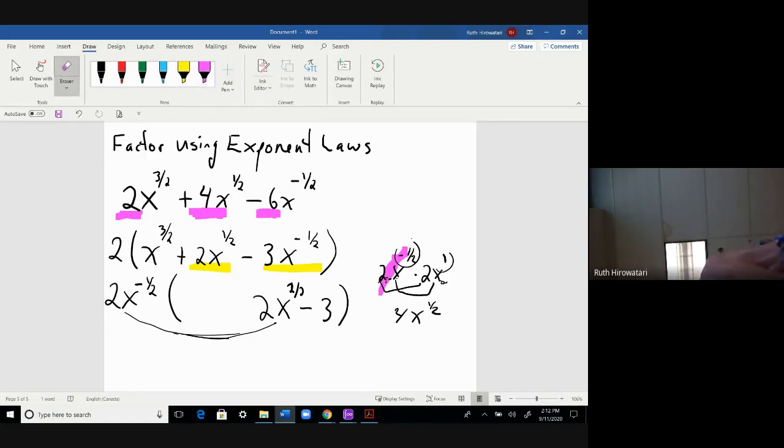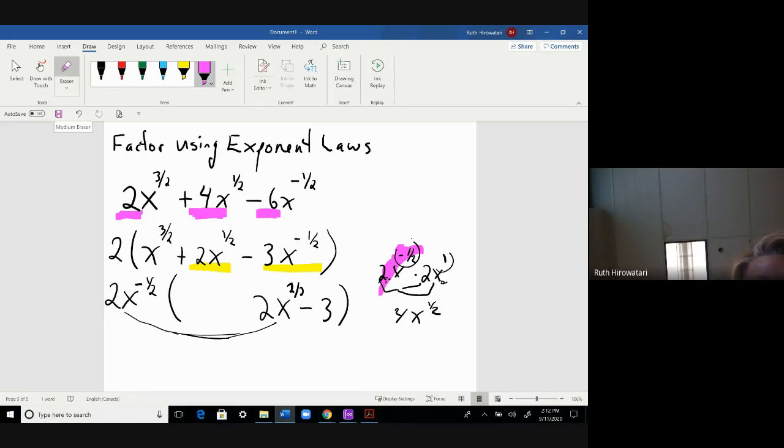Oops, come on, eraser. My goodness. Okay, I got another way of doing this. My pen stopped working. Okay.